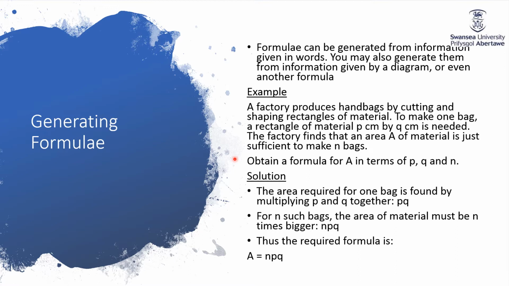Initially that might seem quite daunting, but let's work through a solution to see how to get the answer. The area required for one bag is found by multiplying p and q together because we're told they're a rectangle. So therefore we know the area is just pq. Now, for n bags, the area of material must be times by n, because for each extra bag we're getting, we need another pq. Thus, the answer for the area needed is just the number of bags times by the area of the rectangle for each bag, which is just pq. So A equals npq.